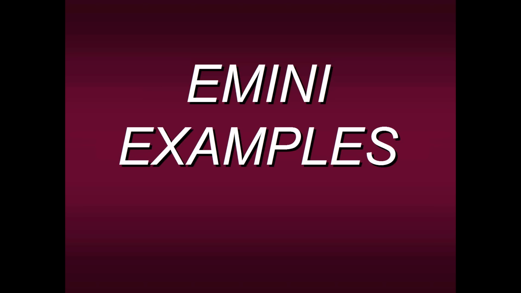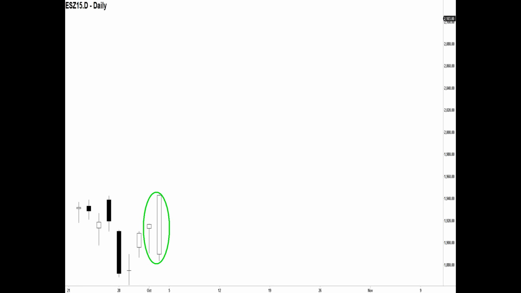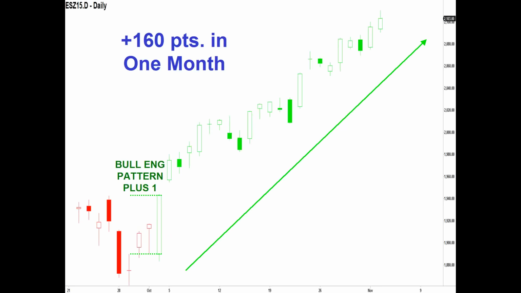How about the E-mini? All right, an entirely different market, entirely different time frame. Let's start out with an older chart going back to October of last year, because a lot of people don't recall, but we had a really nice run-up coming into the end of the year in the markets. So if we look here, we are met with a standard bullish engulfing pattern, and it is confirmed by the pet D. And it is a bullish engulfing pattern +1, and the E-mini went up 160 points in 1 month.